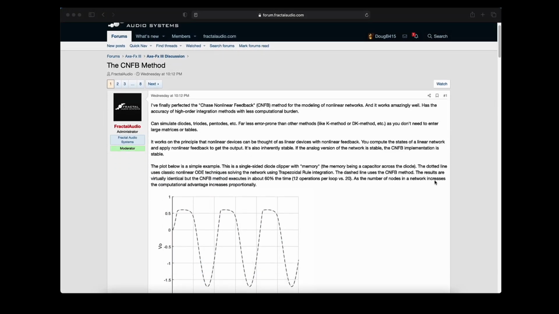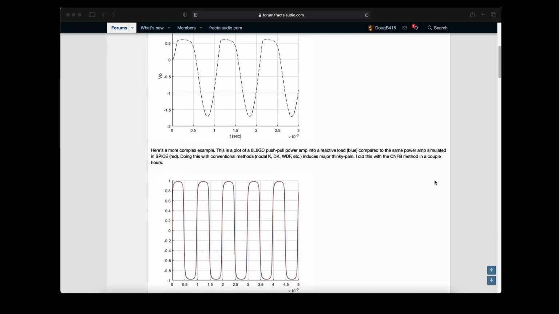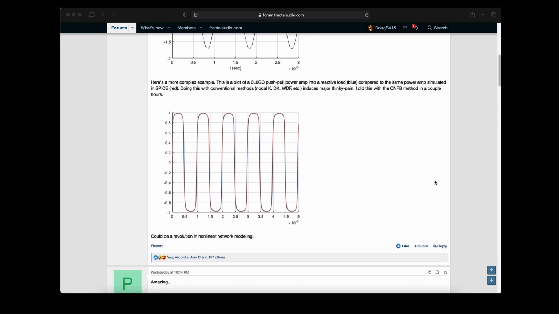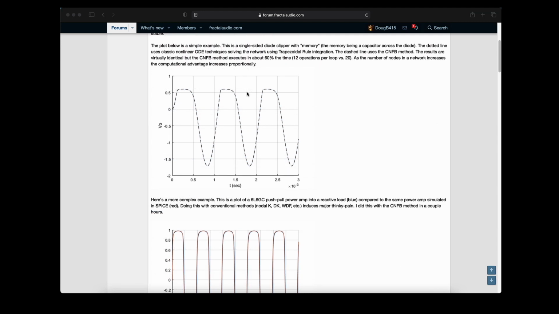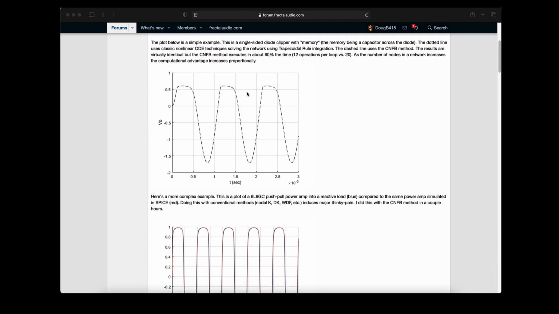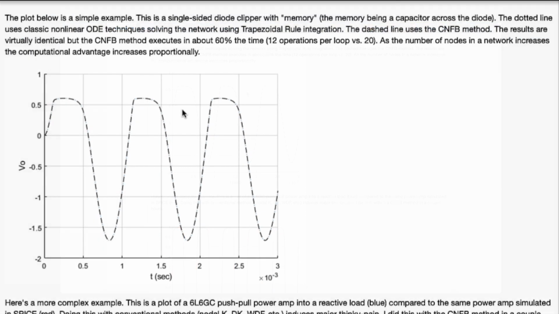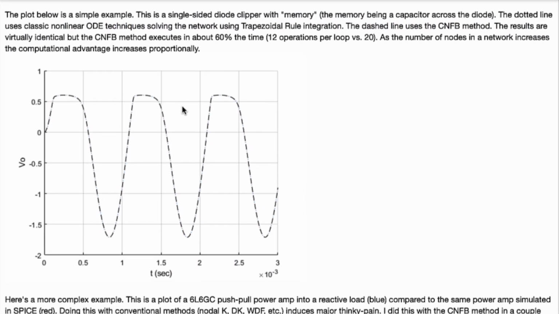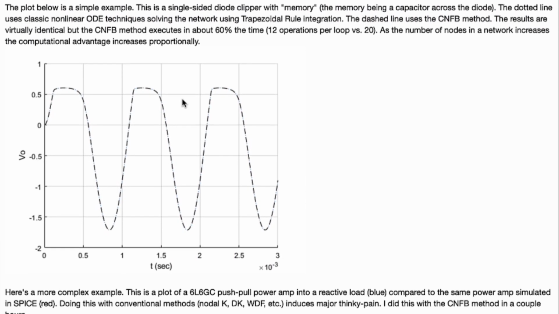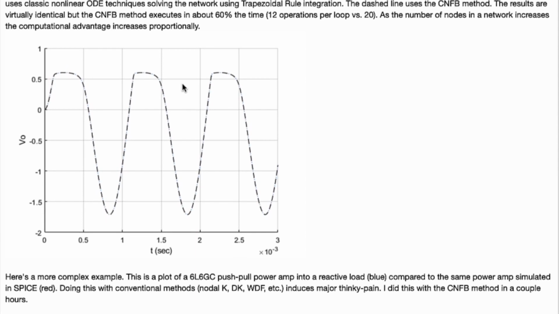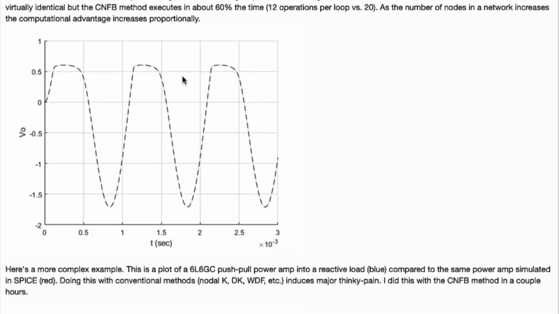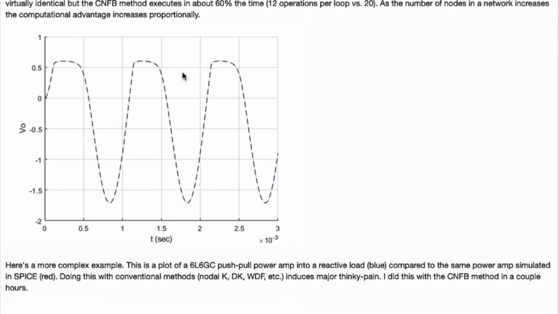Then he posted a couple plots here. But one of the cool things at the end, he said, could be a revolution in nonlinear network modeling. Now he posted a couple of plot graphs as well, and one of the neat things that he said was, the results are virtually identical, but the CNFB method executes in about 60% of the time. 12 operations per loop versus 20. As the number of nodes in a network increases, the computational advantage increases proportionately.